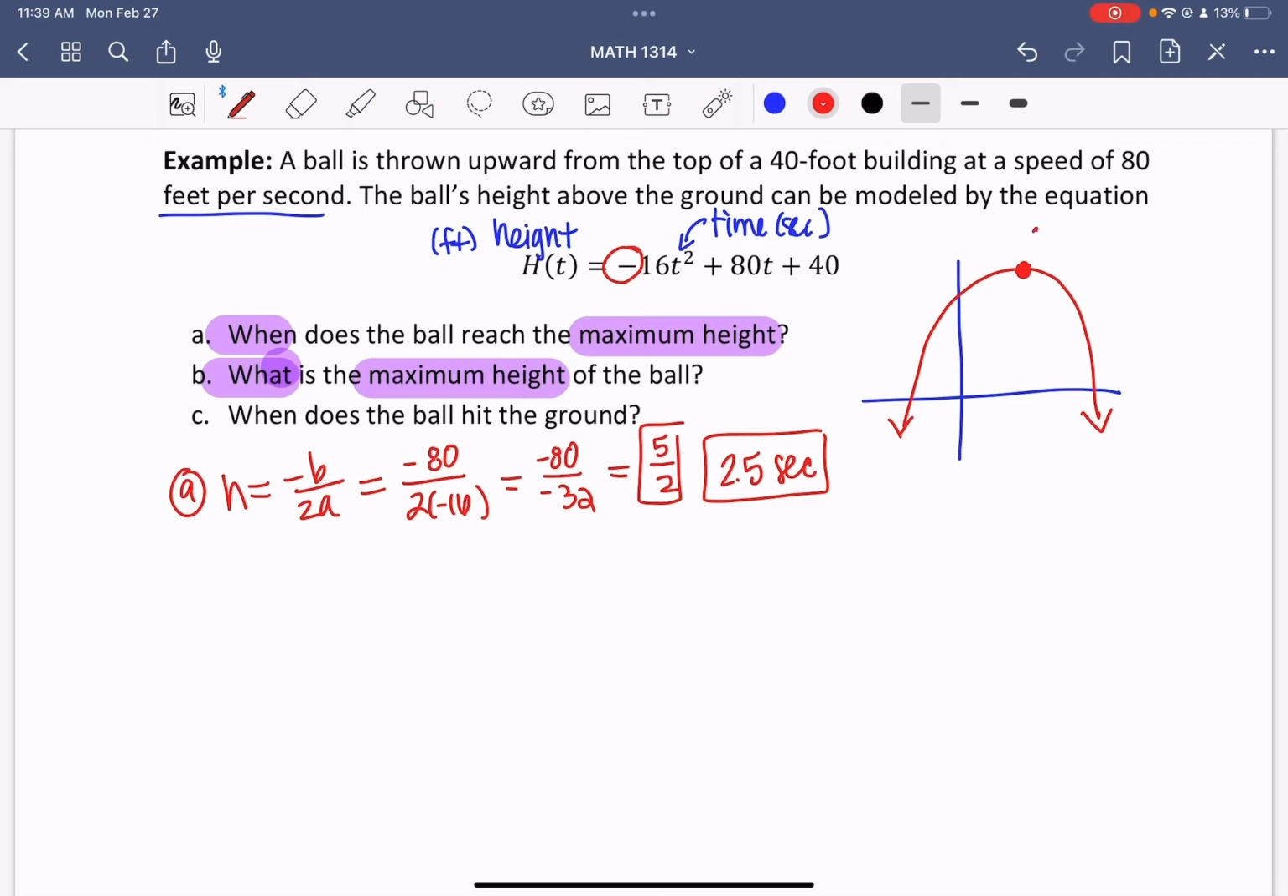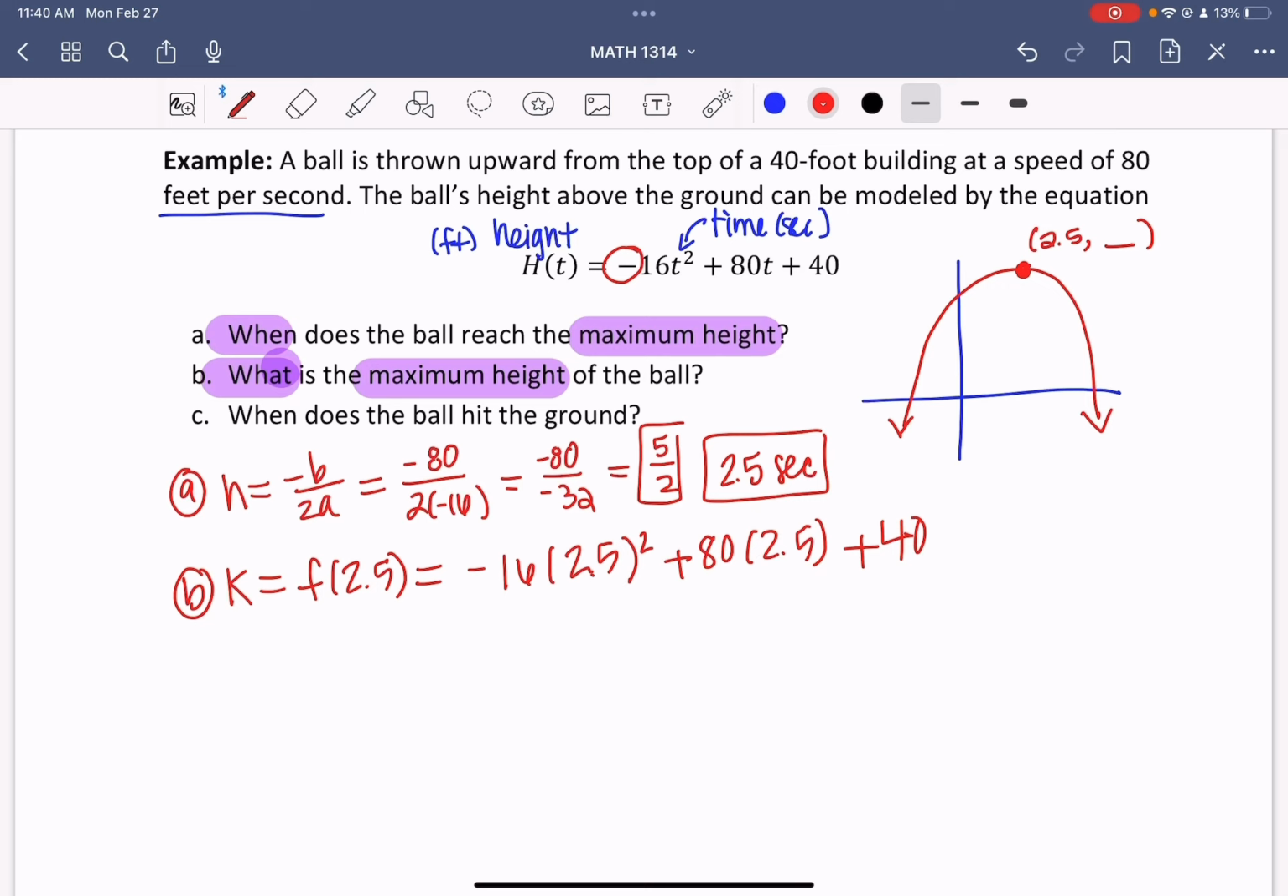Now, part B says, what is the max height of the ball? We know when it occurs, that's at 2.5 seconds. What is the height of that ball? That's going to be that y value when we go and plug it in. So in order to do part B, we're looking at our k value of our vertex. So that means just plug in your 2.5 into your given function. So it would be negative 16 times 2.5 squared plus 80 times 2.5 plus 40. Use your on-screen calculator, and that gives me 140. And again, we already mentioned that's our height in feet.